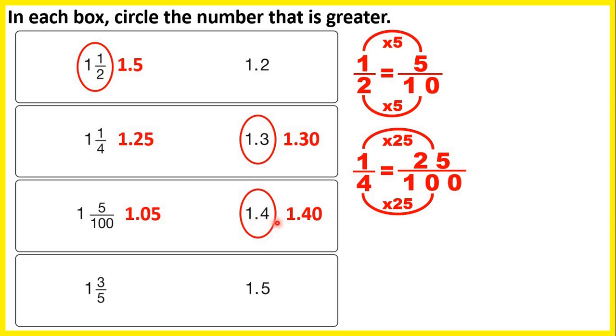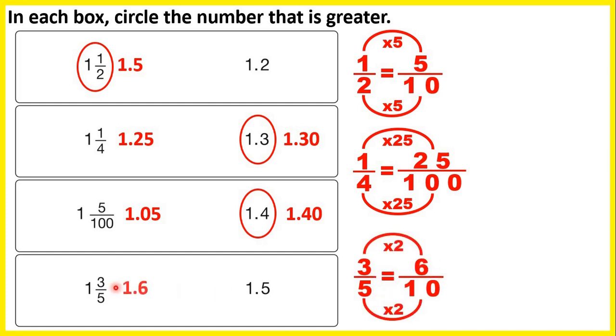And now we have 1 and 3/5, and 3/5 is equivalent to 6/10, so we can write that as 1.6, because we know the first digit after the decimal point tells us how many tenths we have, so that's larger than 1.5.